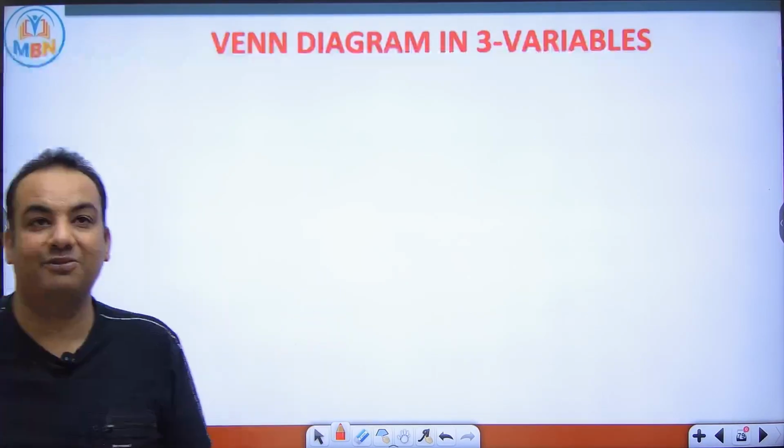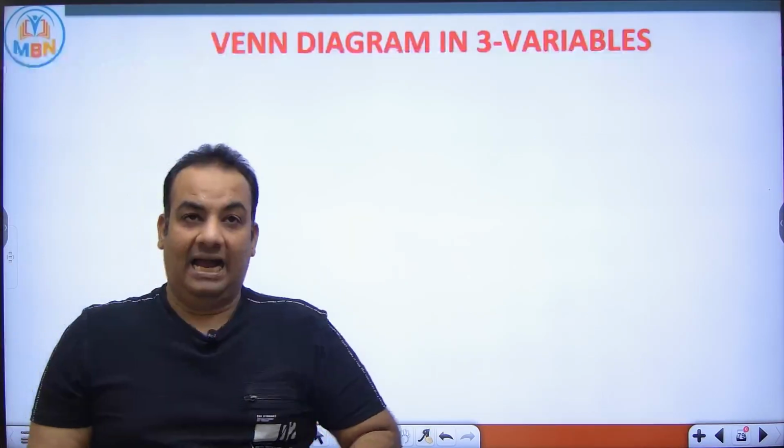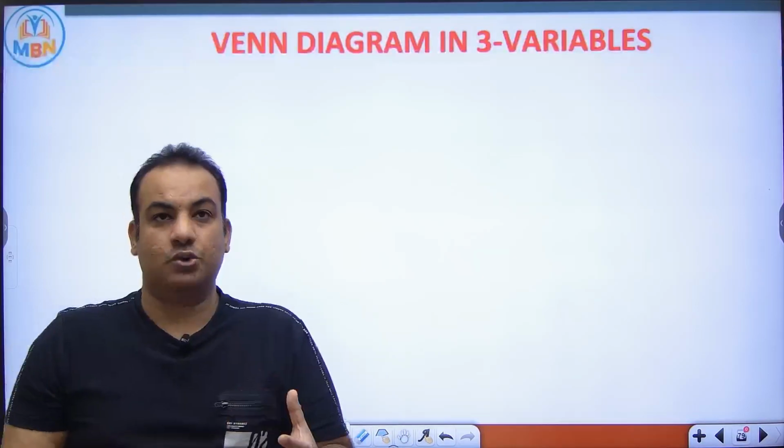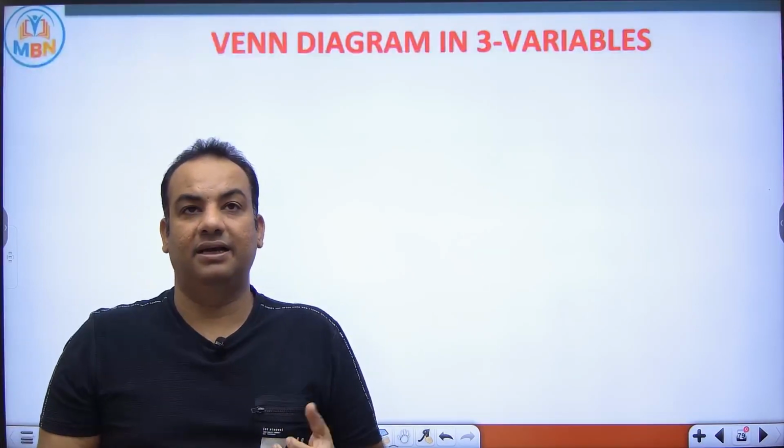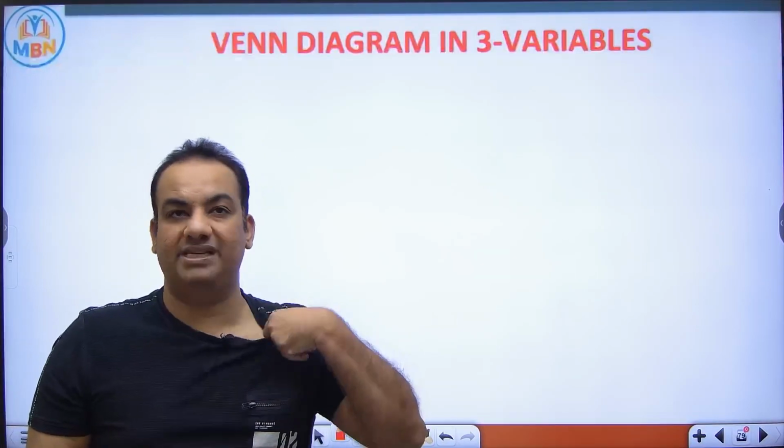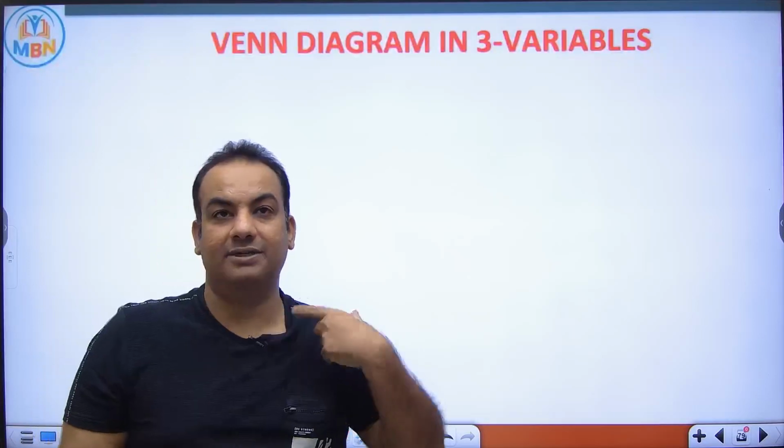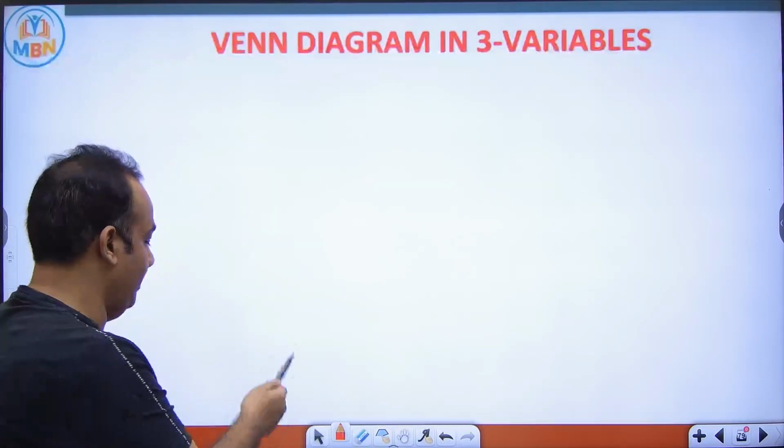Now, Venn diagram, three variables. I tell you, generally they don't ask questions on three variables in the SSC exam, but you should know the basics of three variables also, because you don't know when they will ask. So we see this also.